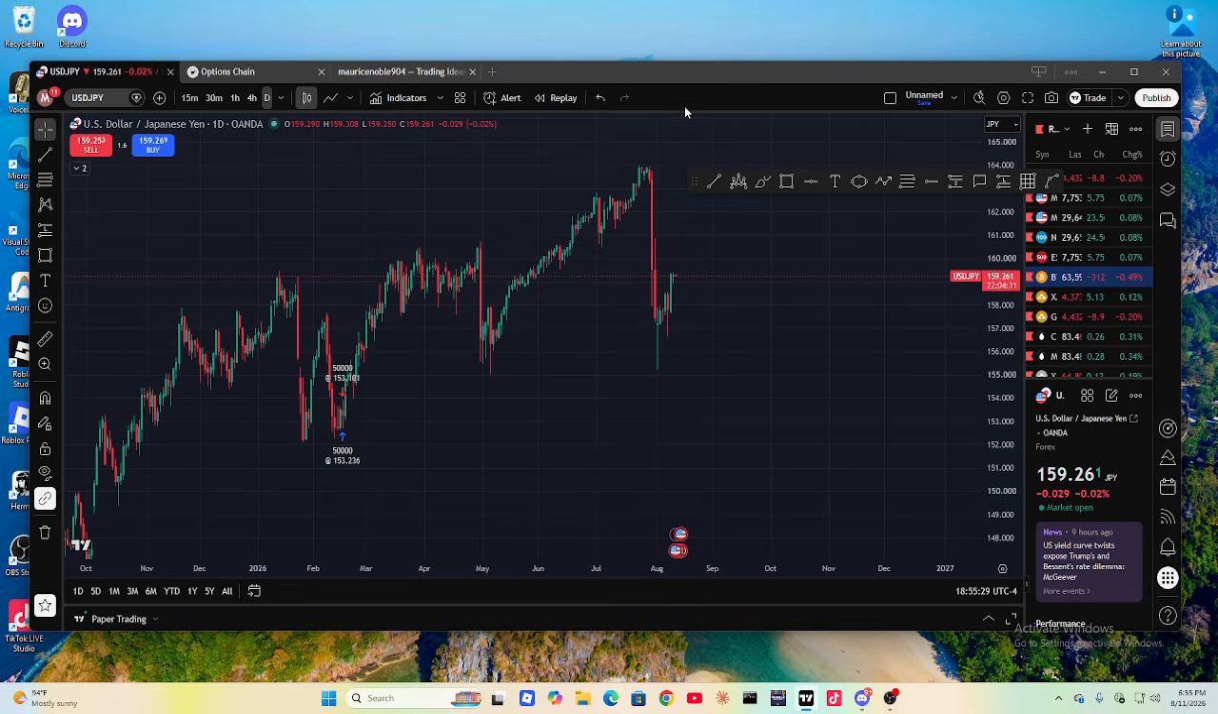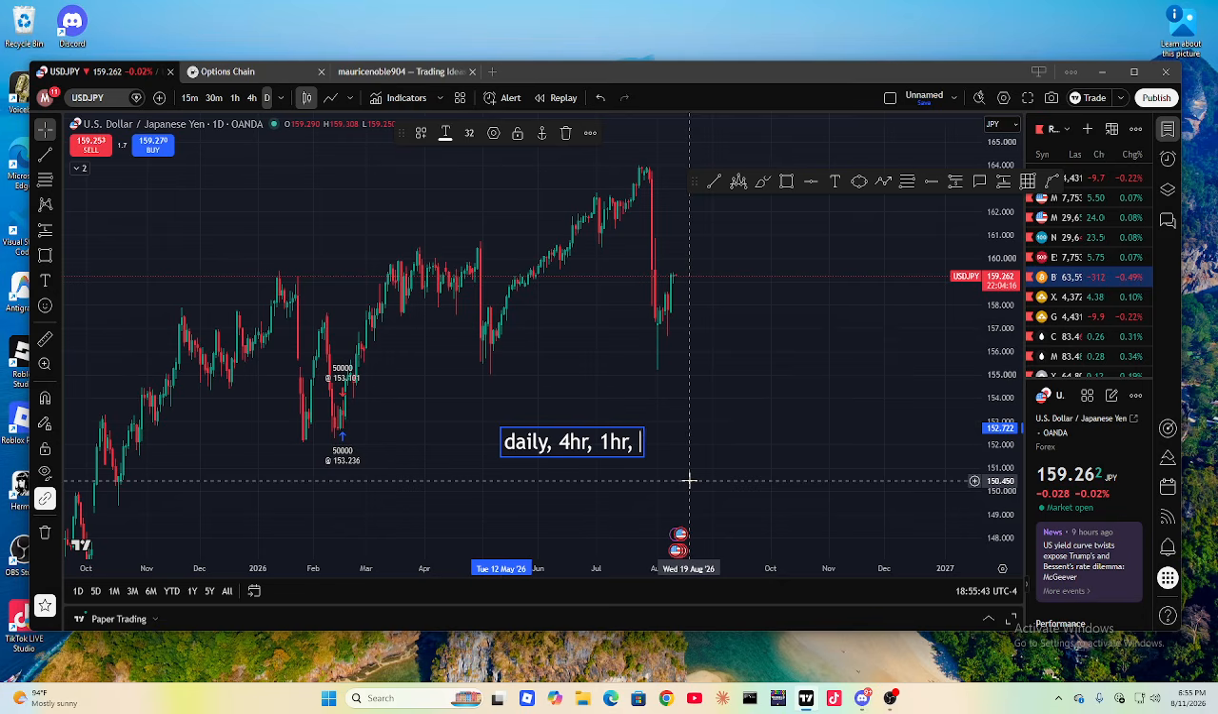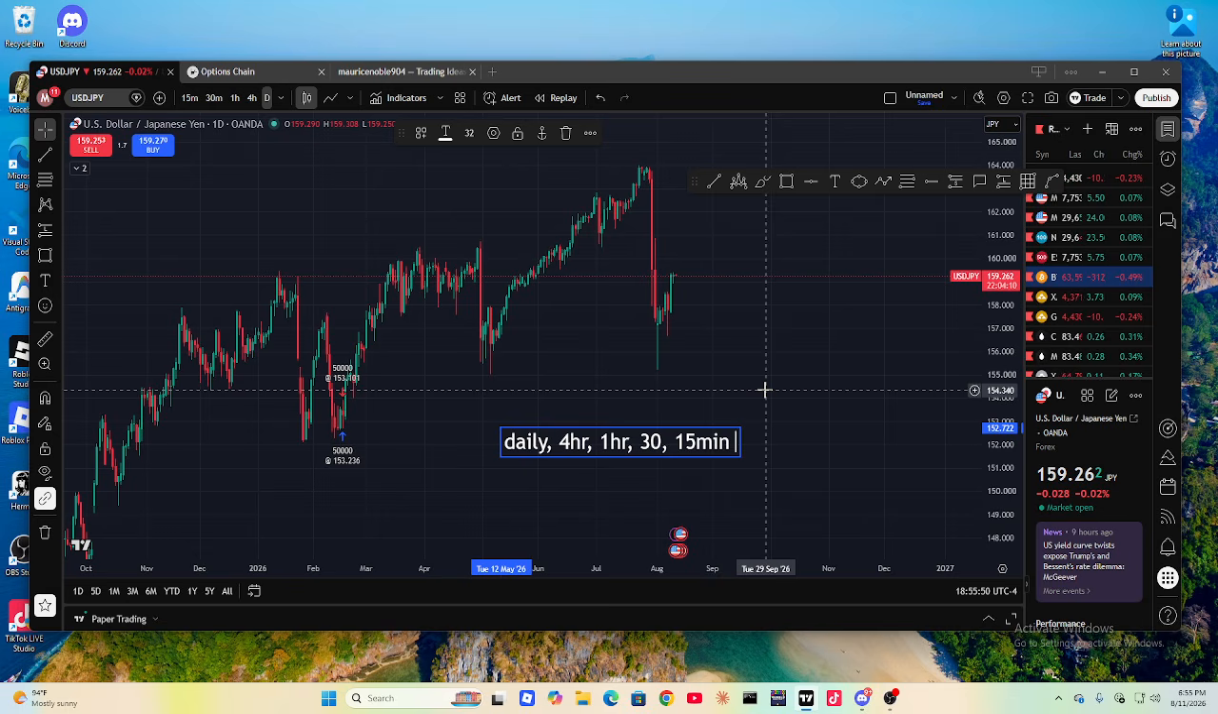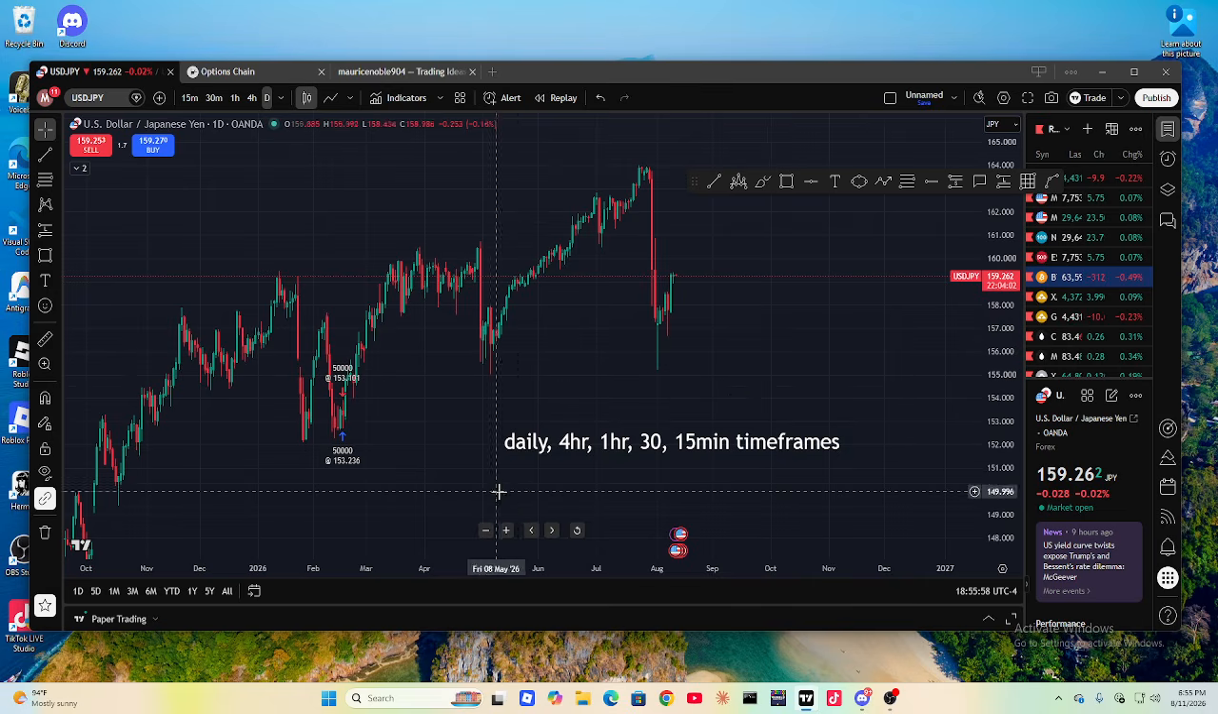Now, all you want to do, the time frames you want to use: daily time frame. So we got daily, you got your 4 hour, you got your 1 hour, you got your 30, you got your 15. These are the time frames you want to use.